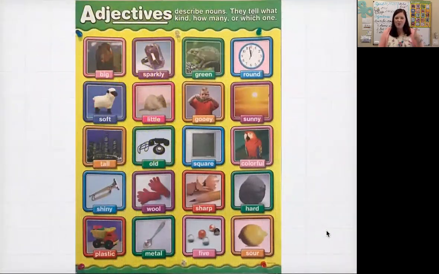Okay, now you probably noticed that I have a big chart right here on my board today, and it's a little far away, so I wanted to get it a little closer to you. Adjectives describe nouns. They tell, now they only give us 3 questions here. What kind, how many, which one?